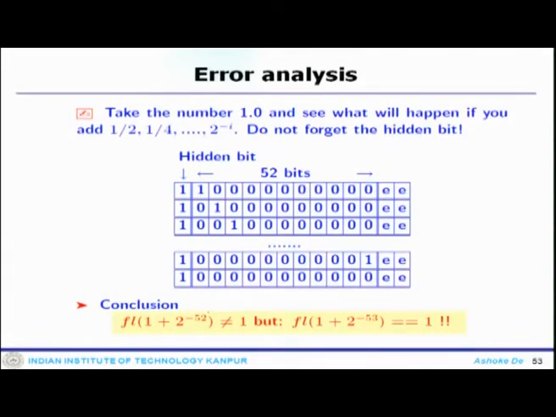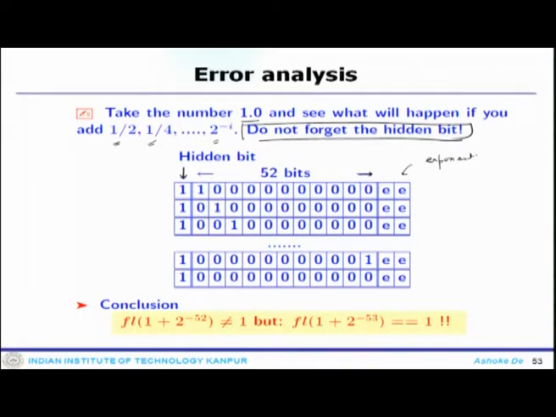So, we can again take an example and look at these things. Take the number 1.0 and see what will happen if you add half, 1 by 4, and so on, to the power minus I. Do not forget the hidden bit to be accounted for. So, this is the point. Now, this is the hidden bit, these are the mantissa, these are the exponent.